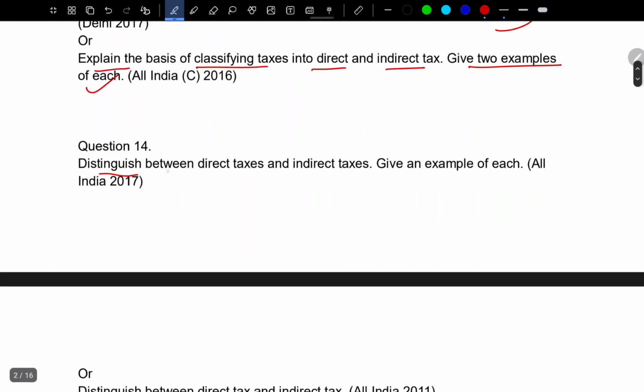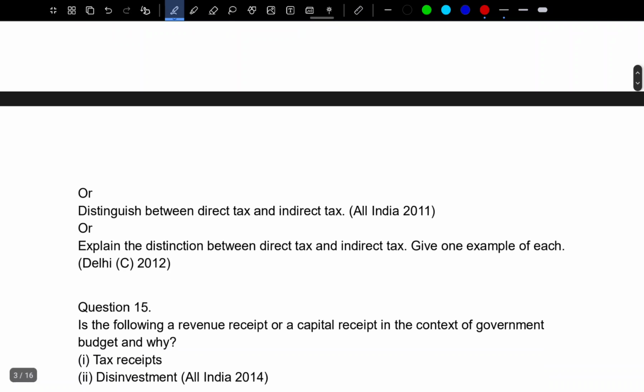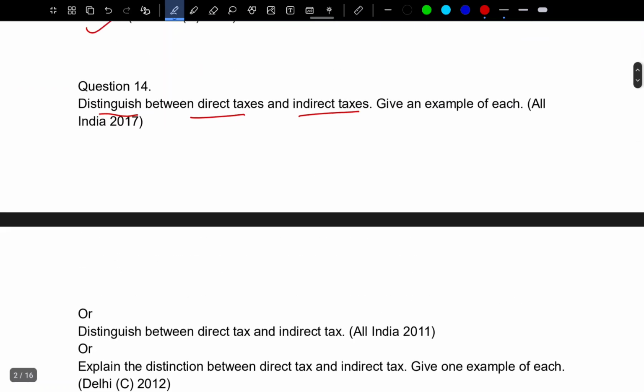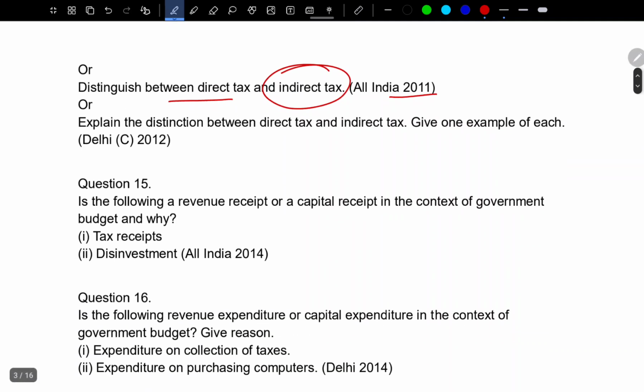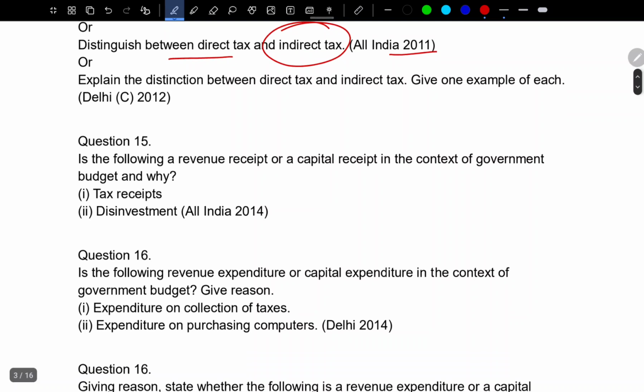Question number 14. Distinguish between direct taxes and indirect taxes. So basically, the government budget chapter consists of mostly questions related to direct tax, indirect tax, revenue expenditure, capital expenditure, and these kinds of questions. Because here we can see that the questions about direct tax, indirect tax, expenditure, and tax are repeating again and again.